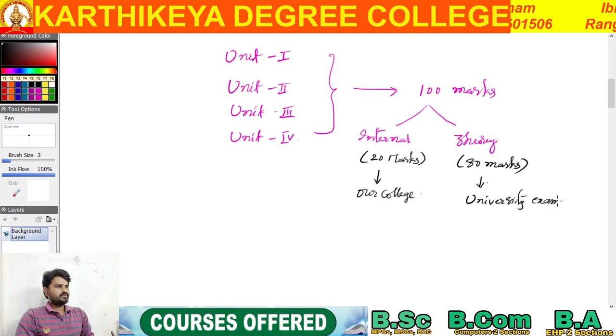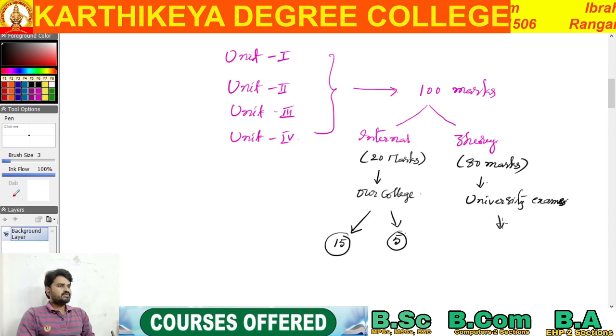This is the pattern of the question paper, the pattern of the weightage. Here internal examinations are 20 marks. For these 20 marks, you have to write the examination for 15 marks and the remaining 5 marks will be project marks. The 80 marks will be written in the theory examination conducted by the university. Okay students, this is the clarity about the mathematics weightage.